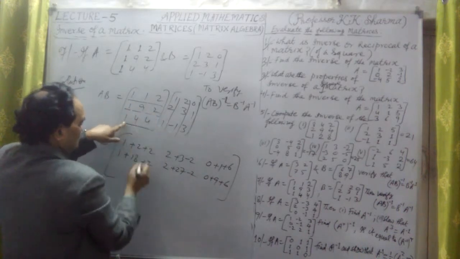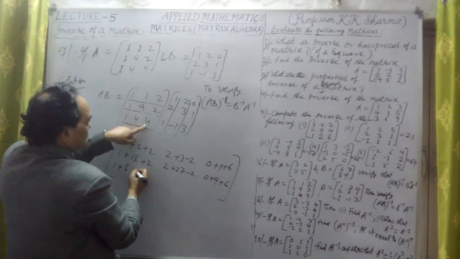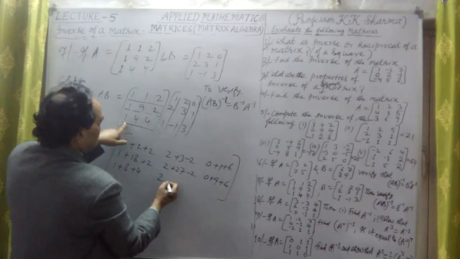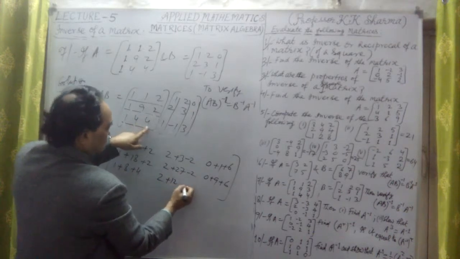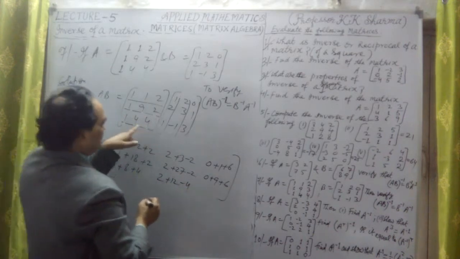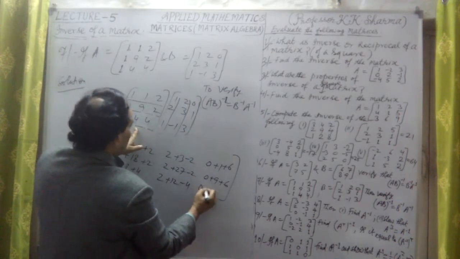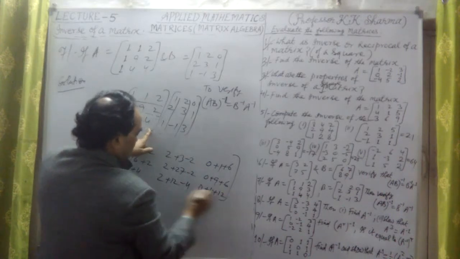Then third row: 1 into 1 is 1, 4 into 2 is 8, plus 4 into 1 is plus 4. Then 1 into 2, sorry, 2, 4 into 3 is 12, 4 into minus 1 is minus 4. And third row, third column: 1 into 0 is 0, 4 into 1 is 4, 4 into 3 is 12.